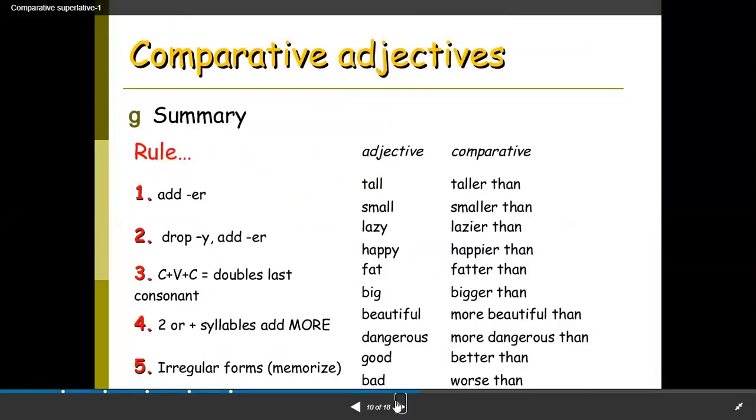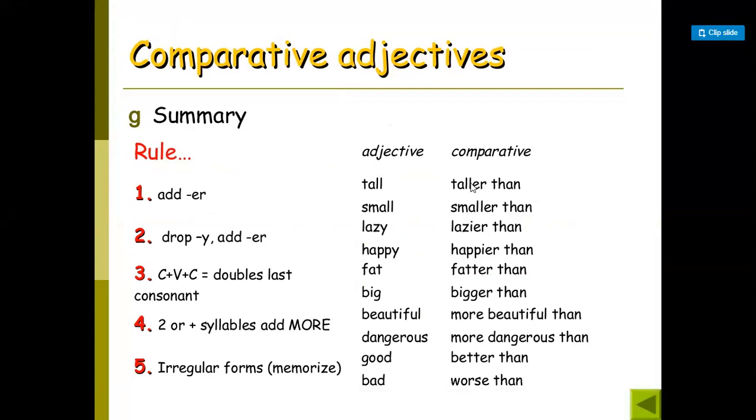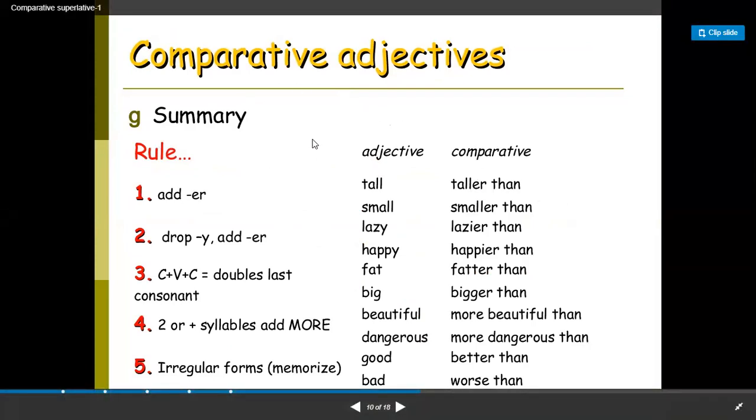As you can remember, my girls, we have five rules for the comparative adjective. The first rule is to add er and the word than. This we use if we have a small adjective like tall, small, big. All of them we will add er. If we have an adjective that ends with y, like lazy, easy, happy, I will change the y to i and then add er. It will be lazier than, happier than, and easier than.